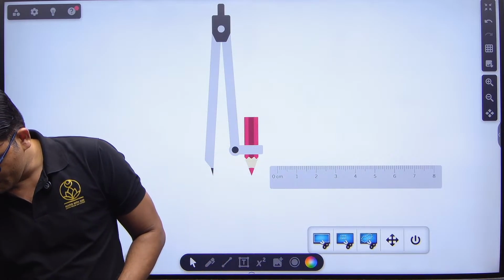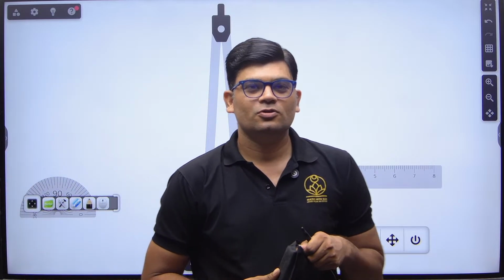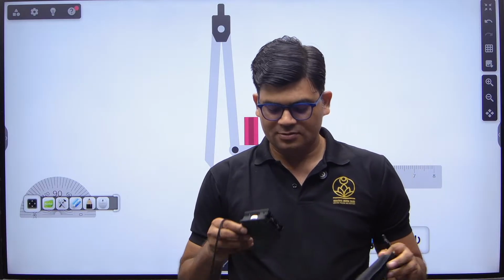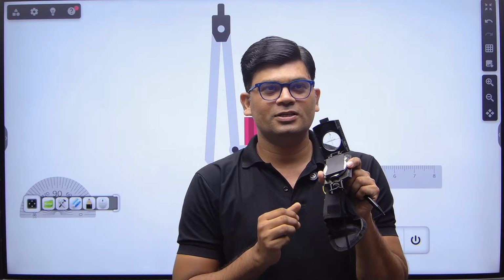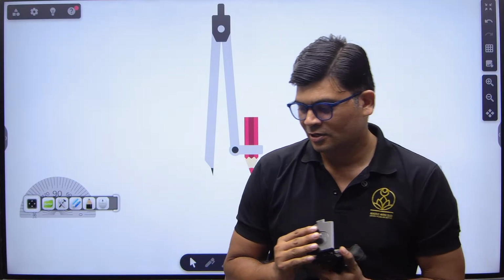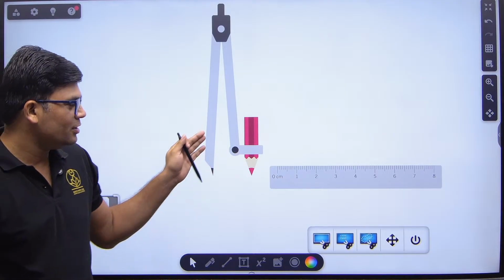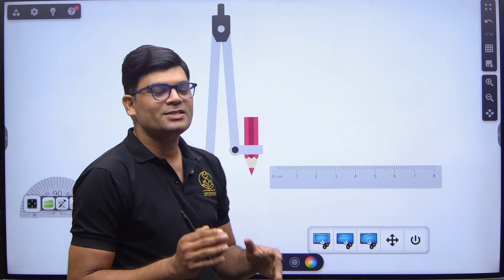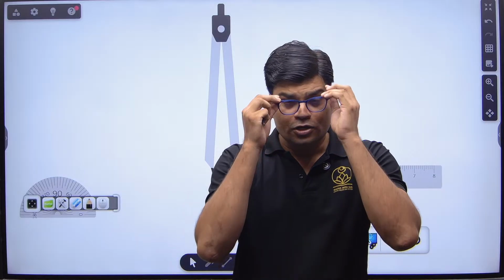Let me see if I have one I can show you. So this is known as a compass. It has got angles, bearings and all those things. You might have seen this with the navigation aid. But in today's class we are going to use this. You can call this a compass, but this is actually compasses.